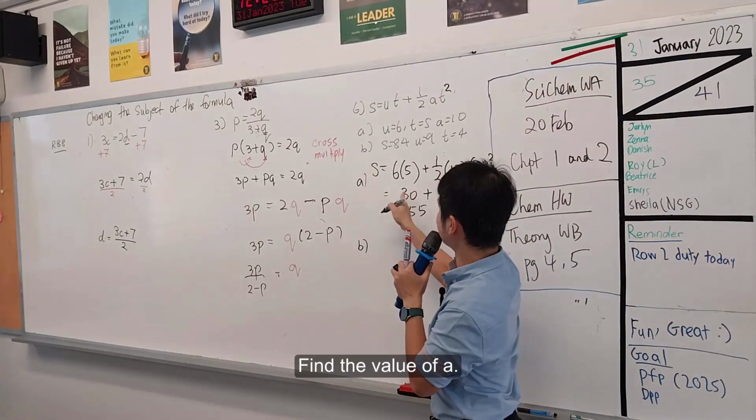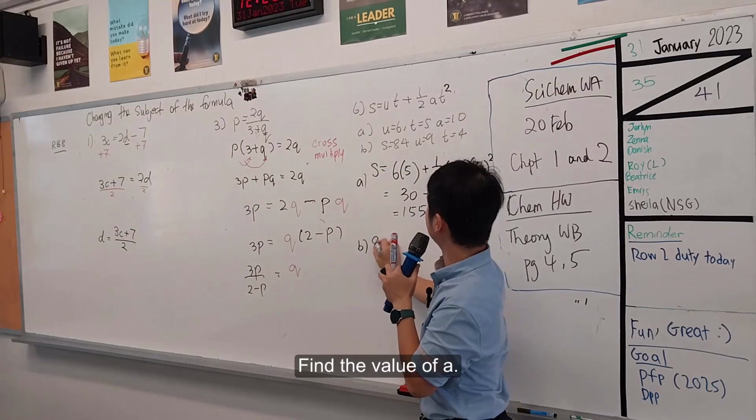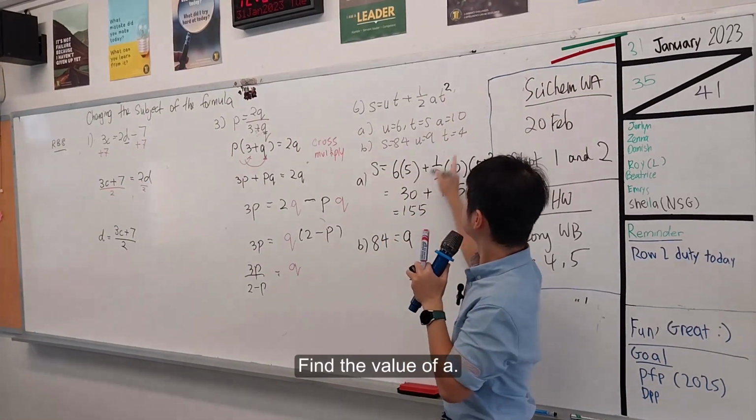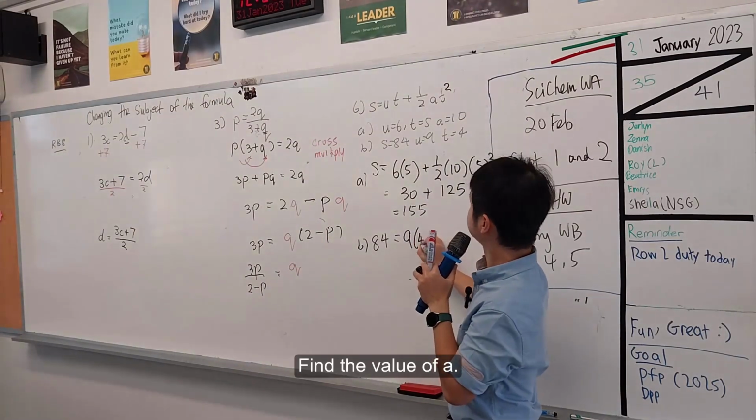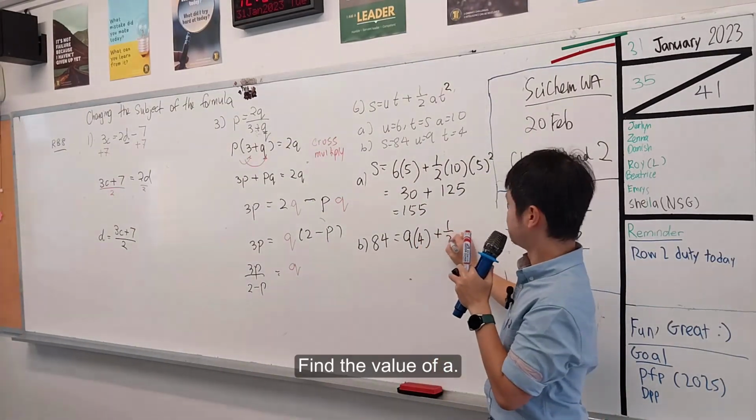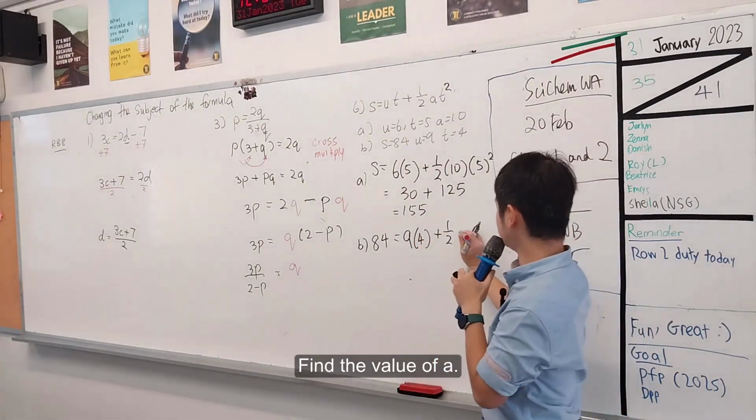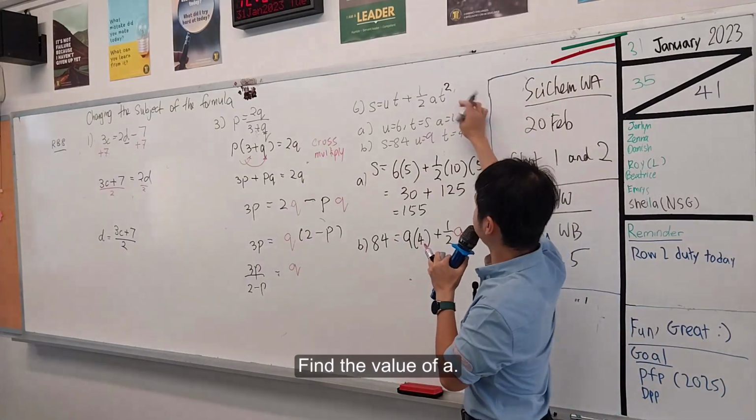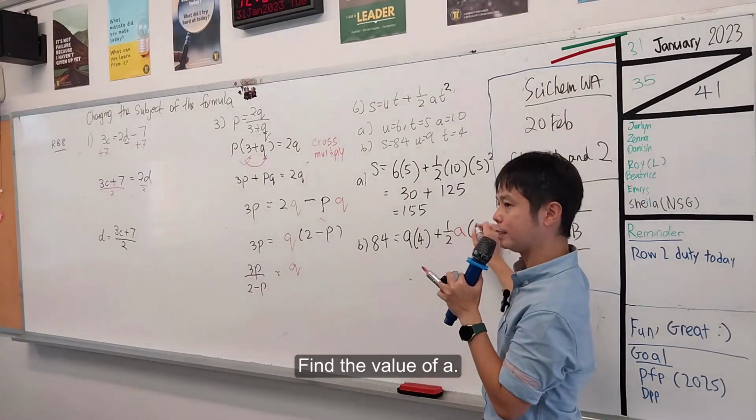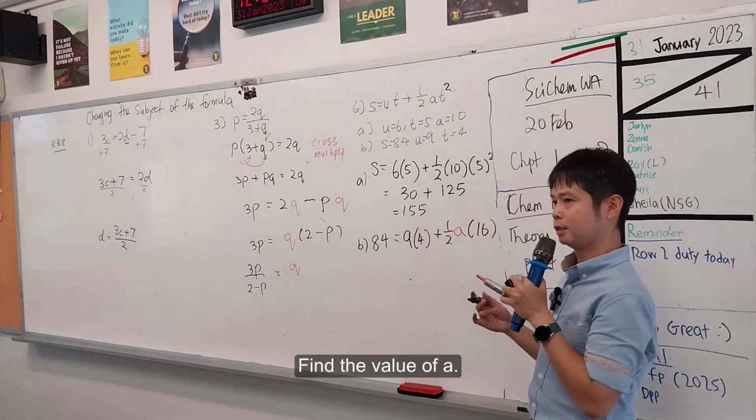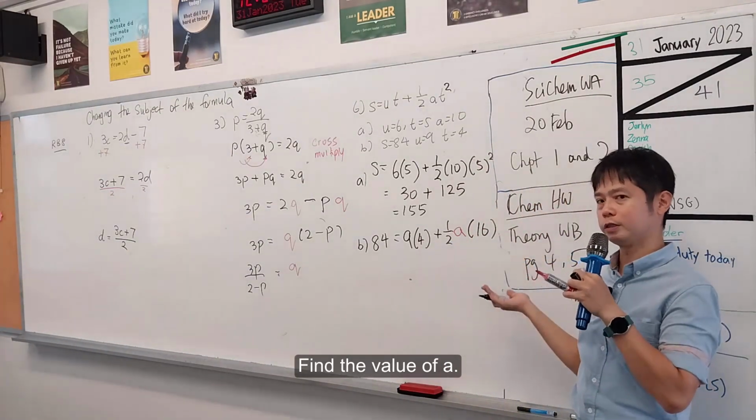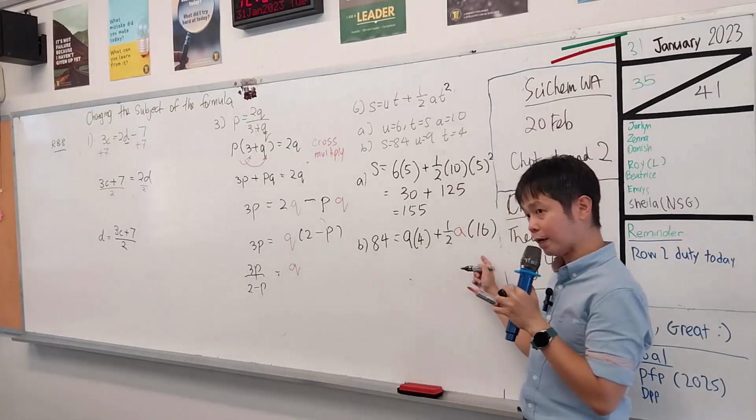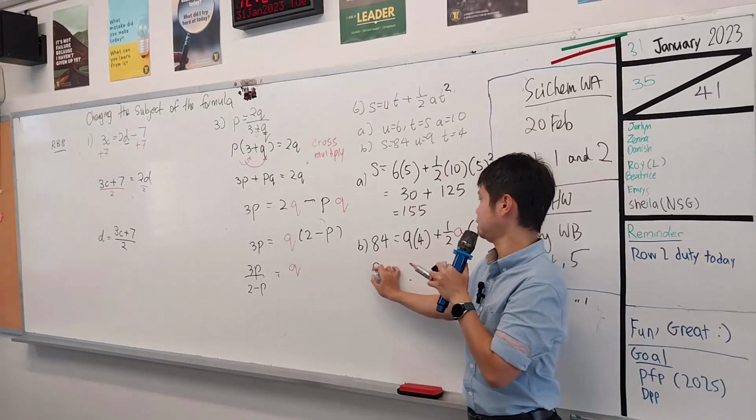Now for part B, you don't have to make A the subject, but you can still do it using this method. So the S is 84, the U is 9, the T is 4, just copy, but the A I don't have. I want to isolate, make A alone later. And I will have 4 squared. Now 4 squared is 16 now. Can I just put 16? So that I don't have to deal with the square. Simplify this one and simplify this one a bit first.